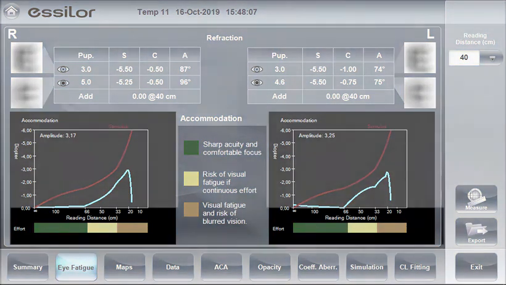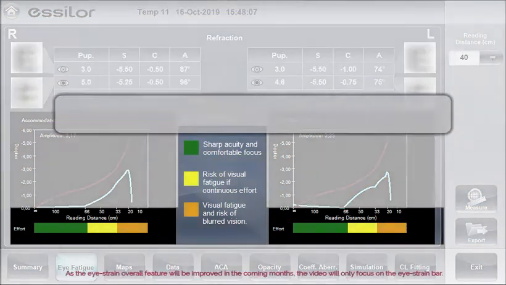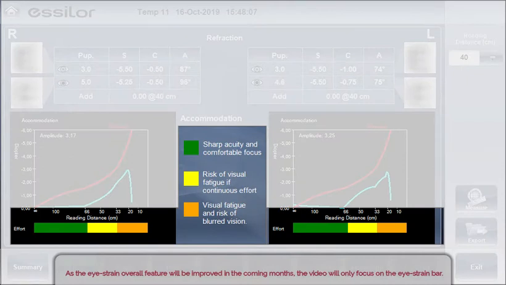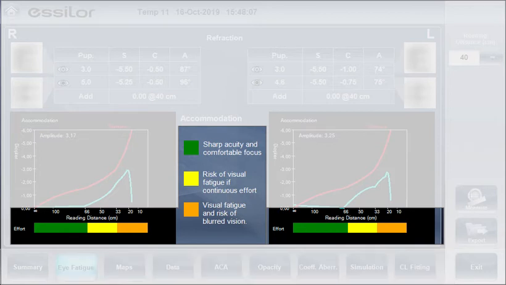As the simulated eye strain feature was developed to support the anti-fatigue category, we will focus on the relevant information on this tab. The bar represents the visual effort provided by the patient during the test from far to near vision. We notice three different zones.